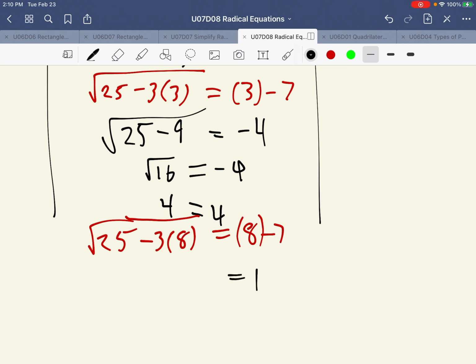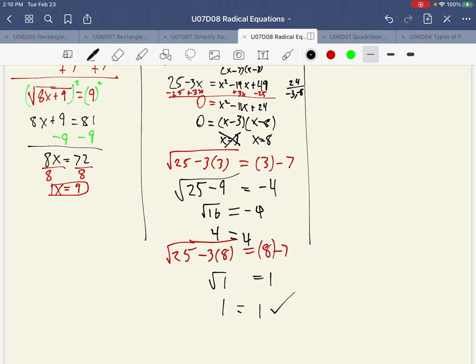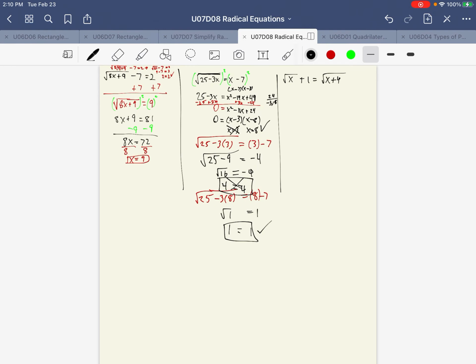So this is going to be 25 minus 24, or radical 1, which is 1. 1 equals 1, which checks out. So in this case, we had an example that was physically impossible. We couldn't get a positive number equals a negative number. This one, the solution checked out, so this is a valid solution.